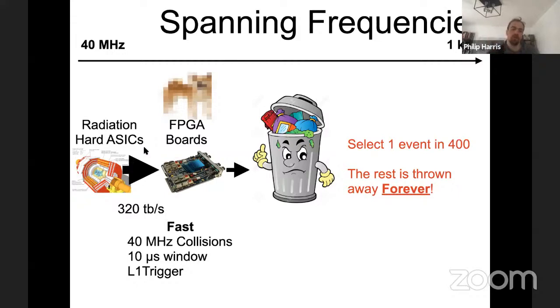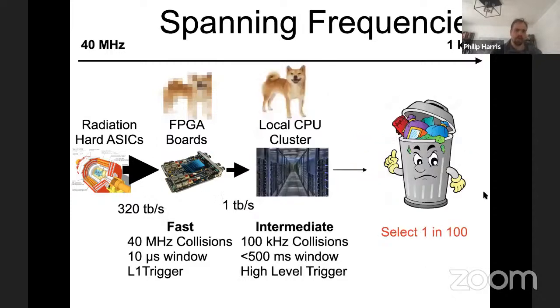And typically, what we do is a very quick reconstruction. We just look at the event coarsely, and we decide if it's interesting or not. And we're able to select one event in 400 this way. The rest of the events are thrown away forever. Lost. Then we send this to a second tier.